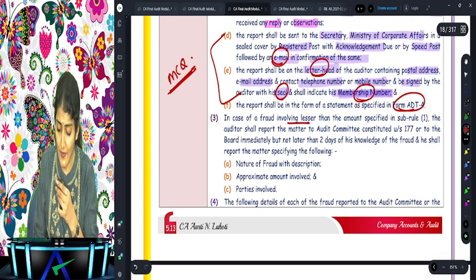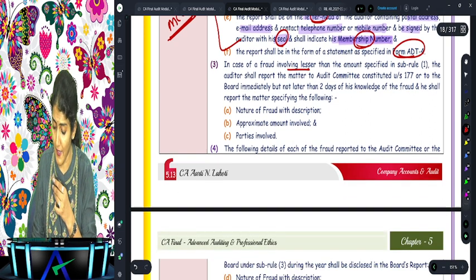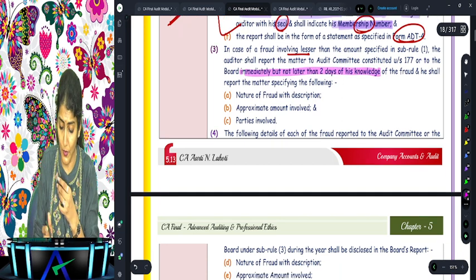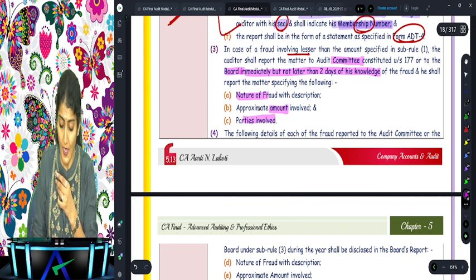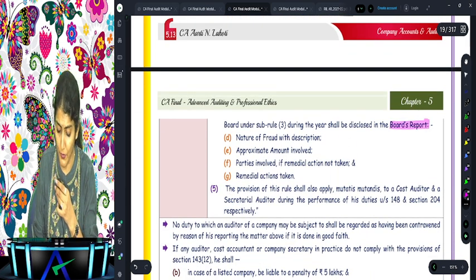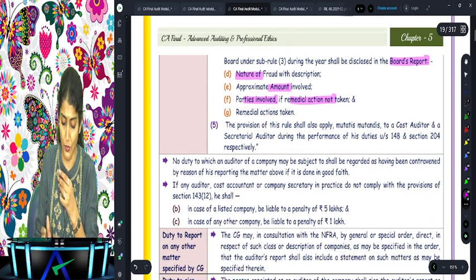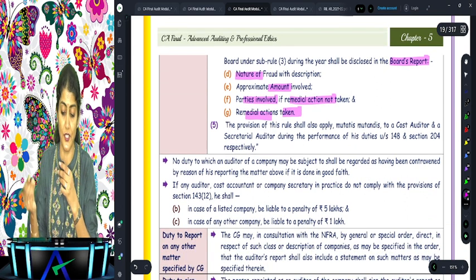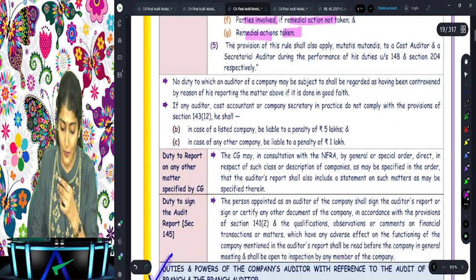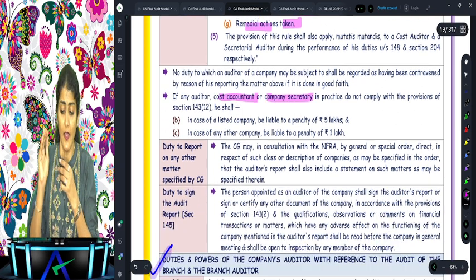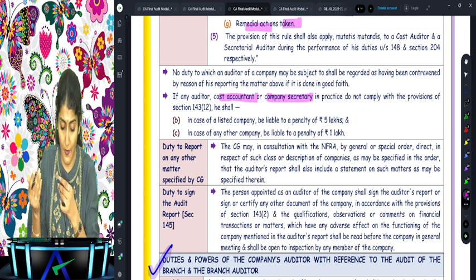And if the fraud is less than the amount specified above, then again, first thing, what to do? Immediately but not later than 2 days, report it to the audit committee or the board: nature, amount and the parties. And what does it say? In the board's report, you need to give the detail: nature, amount, parties, and if remedial action is not taken, or the remedial actions taken, if any. Okay. And what does it say? These provisions are also applicable to the cost accountant and the company secretary in practice.